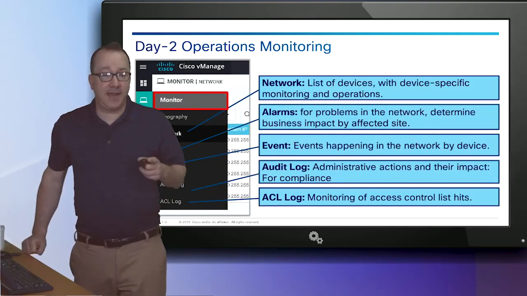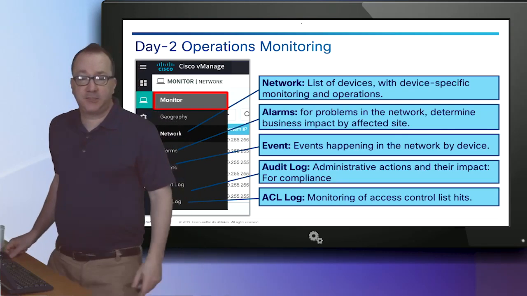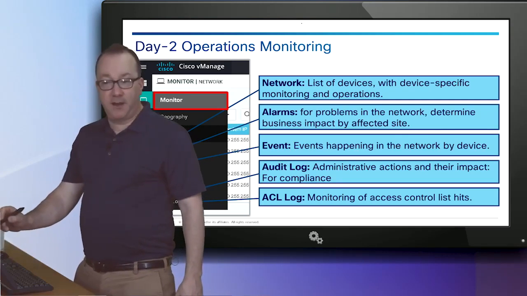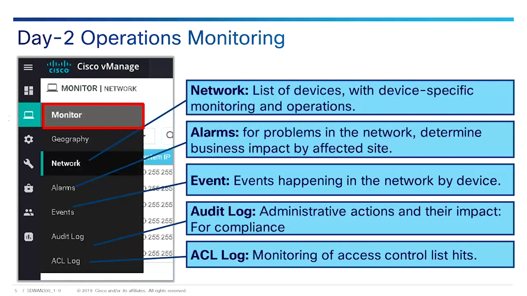Other than the Cisco vManage dashboard, most day 2 operations are under monitor menu options. So you're going to go to monitor. All right, and then we have down here each of our individual sections. So we can choose network to find a list of all devices, their hardware and software information, current control connections, and so forth. Clicking any device retrieves a specific page for that device with all current management and troubleshooting tools, such as traceroute, ping, etc.